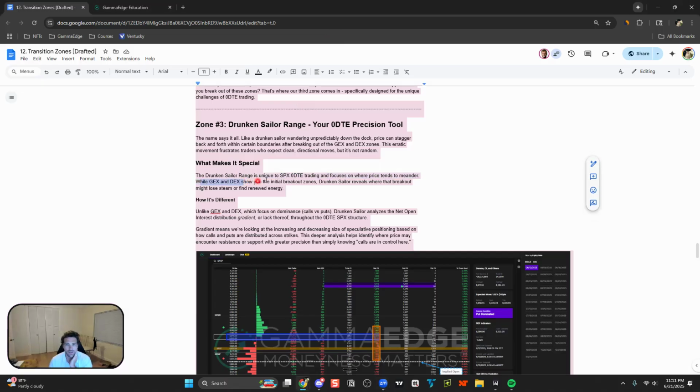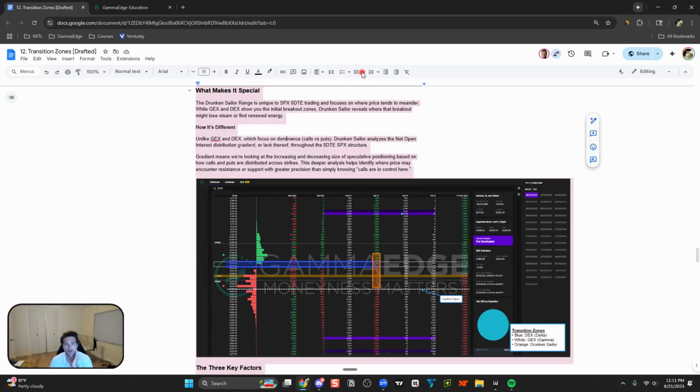While GEX and DEX may show you initial breakout zones, the Drunken Sailor range reveals where that breakout may lose steam or find renewed energy. So what makes this zone different from the GEX and the DEX transition is those latter two zones focus on the dominance of calls and puts within the structure.